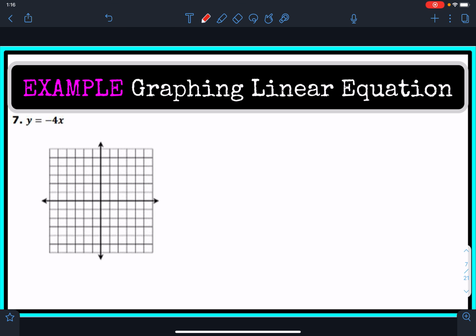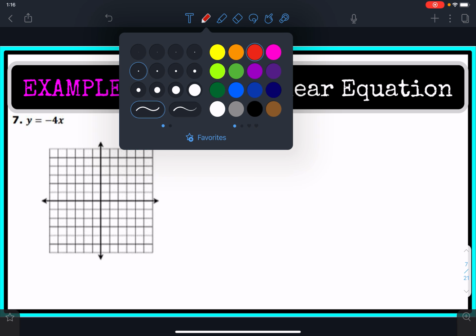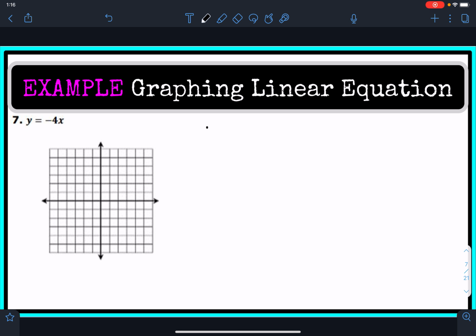Now on the next example, notice that we do not have a y-intercept. So on this example here, y is equal to simply negative 4x, which means that we have a y-intercept of 0. We're adding 0 in this situation. So our y-intercept is going to equal 0, which is located right here at the origin.